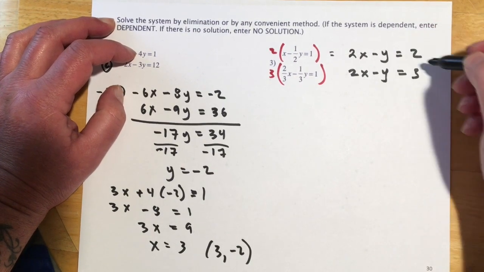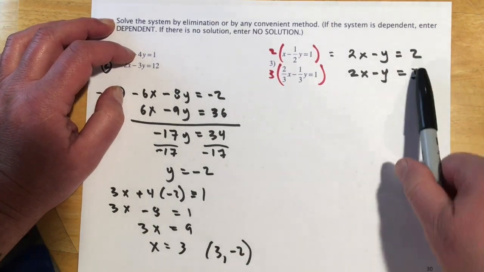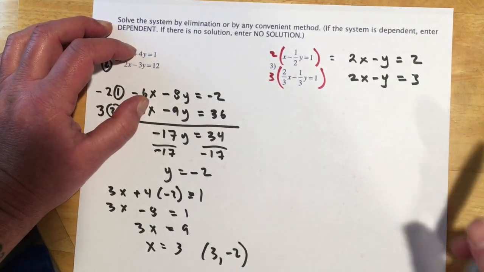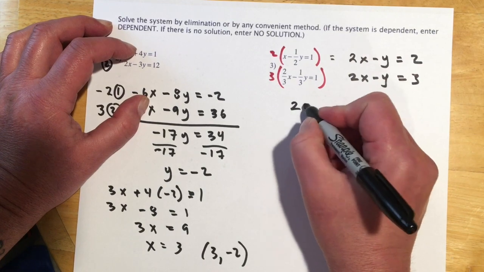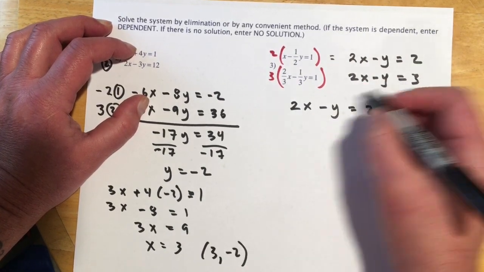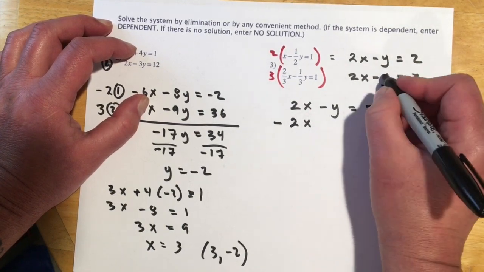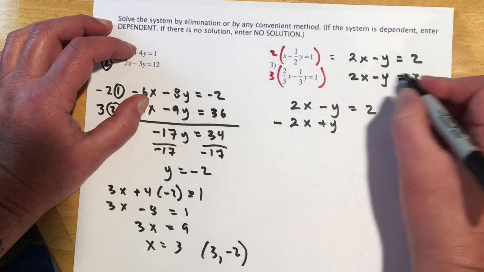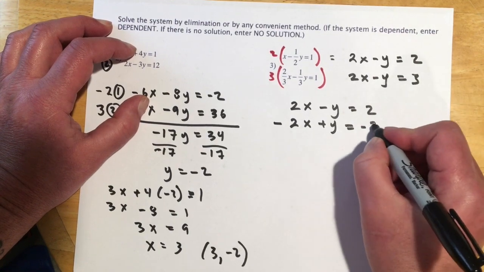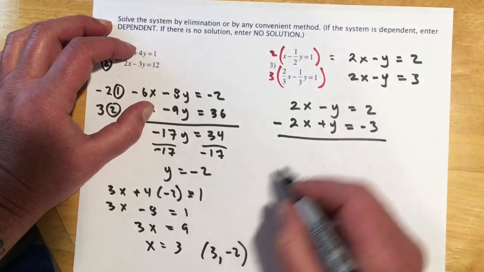So maybe you can already see that something funky is going to happen here because these two are exactly the same except for the equal side. So what I'll do is I'll just bring down this first one. I'm going to multiply the second one by a negative 1 to get opposite signs. So negative 2x, minus and minus make plus y, and then minus times 3 would make negative 3. And again, that's just for the convenience of adding because we're better at adding than subtracting.